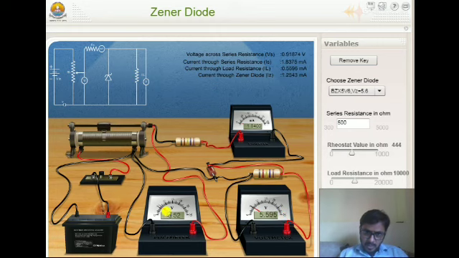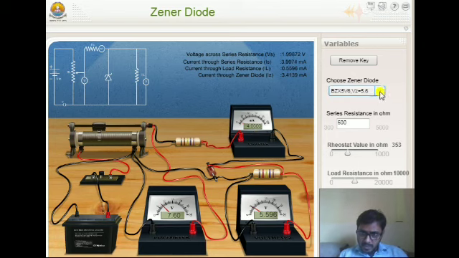Now see friends, the input is increasing: 6.7, 6.8, then 6 point something, then 7, but the output voltage is fixed and constant. So this is called a regulated voltage, and now the current is increasing very rapidly. This is called the voltage current characteristics of the Zener diode.